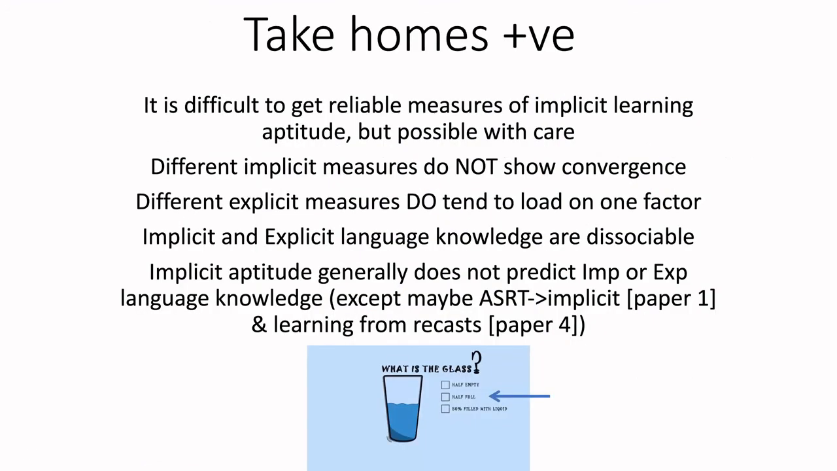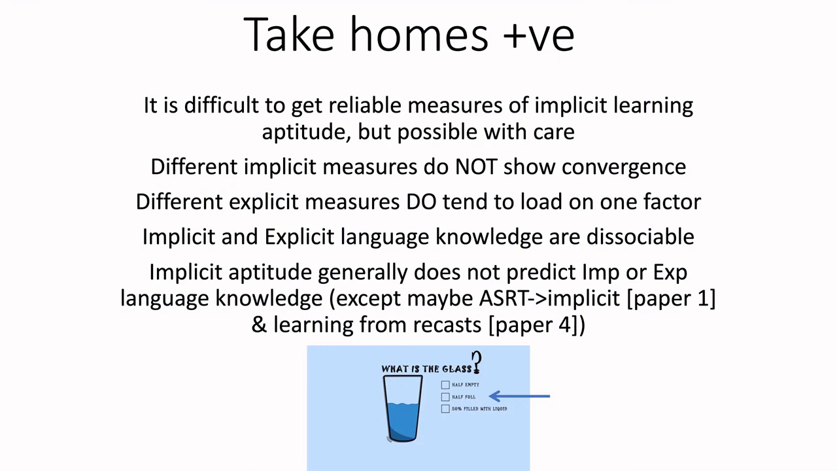So fantastic research. What's the take-home message from them all? Well, the positive take-home message, I think, is it's difficult to get reliable measures of implicit learning, but with care it can be done. The different implicit measures do not show convergence. Explicit measures do tend to load on one factor that is separate from implicit language knowledge.